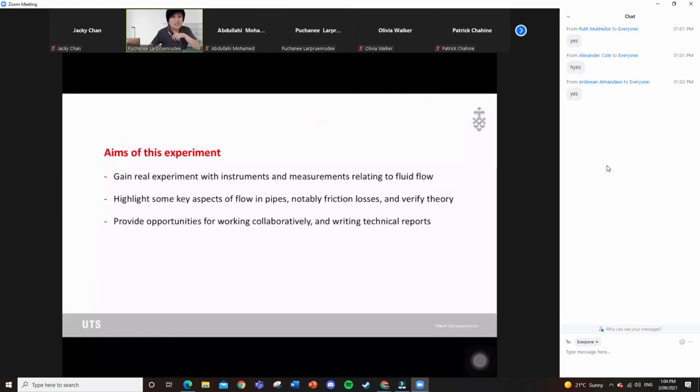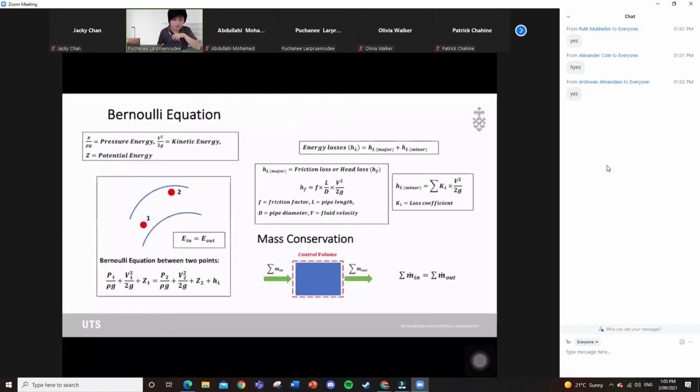So the aim of this experiment is to run a real experiment with the instrument and measurement relating to fluid flow, highlight some key aspects of flow in pipe, friction loss, and verify theory, and provide the opportunity for working collaboratively and writing a technical report. So you need to understand the Bernoulli equation and the continuity equation or mass conservation. This one you need to use for the calculation. Bernoulli equation and mass conservation you will study in week 6, I think.